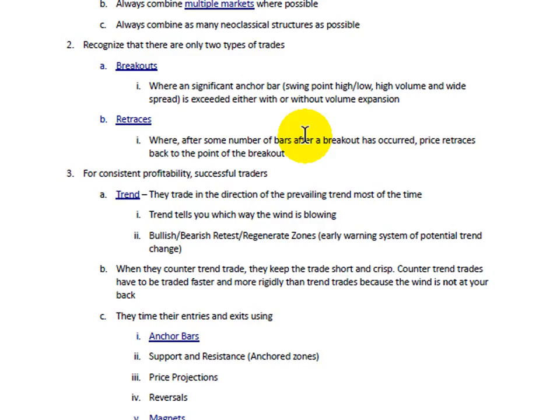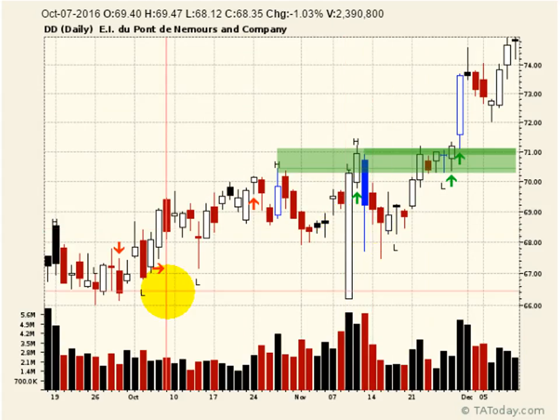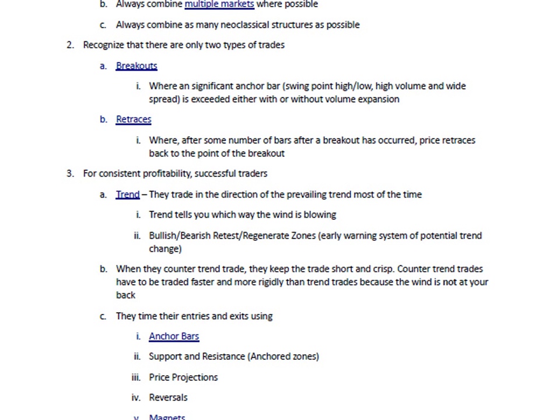But if I'm looking at a strong market, and in this particular stock that we're looking at, DuPont, if I'm looking at the sector of DuPont and I'm looking at the general market and both of those are moving together, then DuPont, the stock, is probably not a bad stock as long as its chart looks good. Now, what we've done in Neoclassical is we've boiled everything down to two types of trades. There's either breakouts or there's retraces. There's nothing else. Everything else is a derivative of those two.